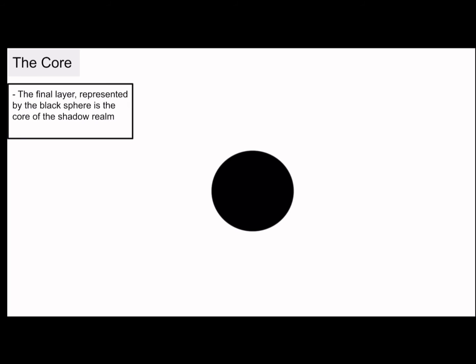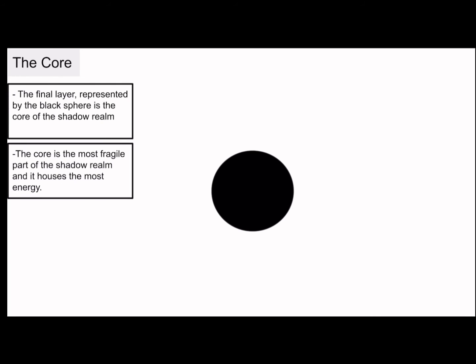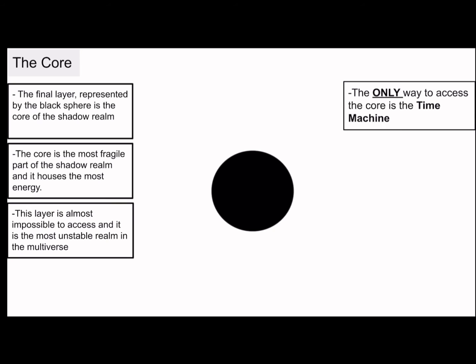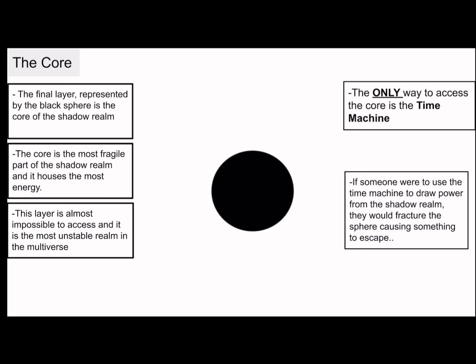So, the final layer, represented by the black sphere, is the core of the Shadow Realm. Now, the core is very important because the core is the most fragile part of the Shadow Realm, and it houses the most energy. Now, this layer is almost impossible to access, and is the most unstable realm in the multiverse. And the only way to access the core is the time machine. So, if someone were to use the time machine to draw power from the Shadow Realm, they would fracture the sphere, causing something to escape.